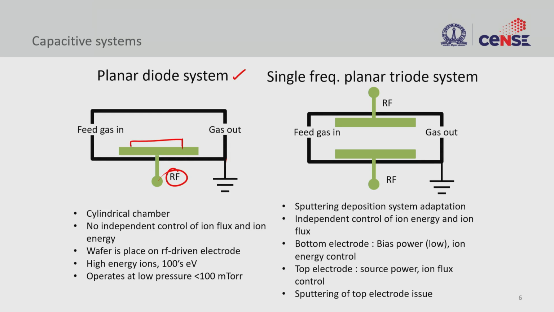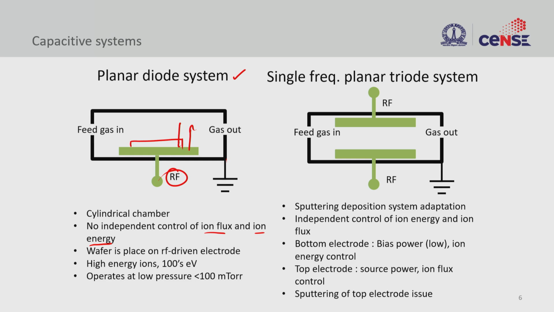One of the issues here is you won't be able to control the flux and the energy, right? Flux is the amount of ions that you get, and the energy is nothing but the energy at which the ions come onto the substrate. Because you have both your wafer and your electrode on the same platform, whatever energy you supply to the system also affects your wafer as well. So this will end up really sputtering the electrode.